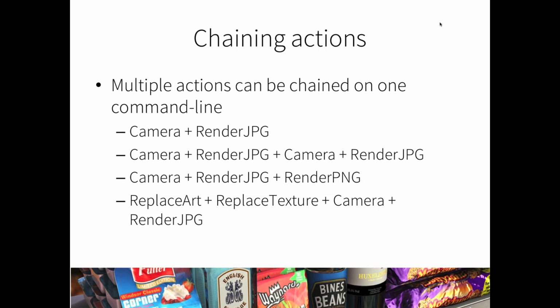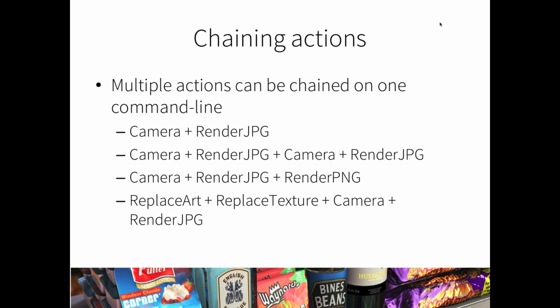Now, these actions are nice, but the important part is that I can have multiple of them, of course. So I can have a command line where I use a camera action and then a render JPEG action. And the result would be that camera sets a particular view on the model, and then render JPEG will export a JPEG image specifically for that view. So think of it as putting the model in the right location in order to take a picture, and then taking a picture with render JPEG.